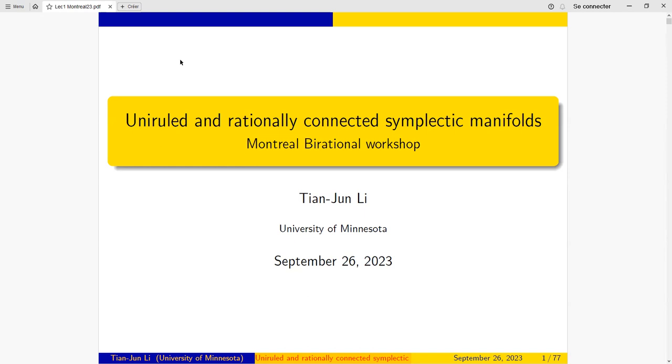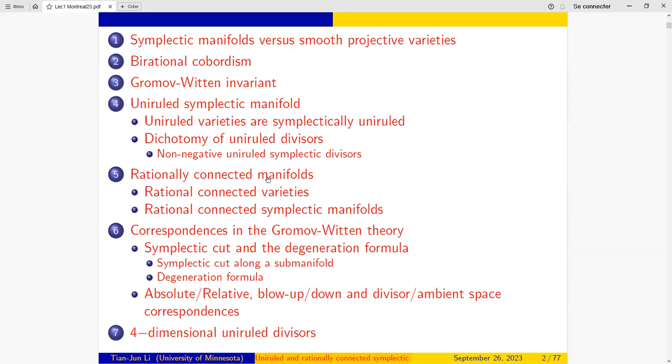Okay. So Stephen asked me to give survey talks about rational symplectic geometry. I don't know if I'm qualified to do that, but I'll try my best. This is an outline of today's lecture.